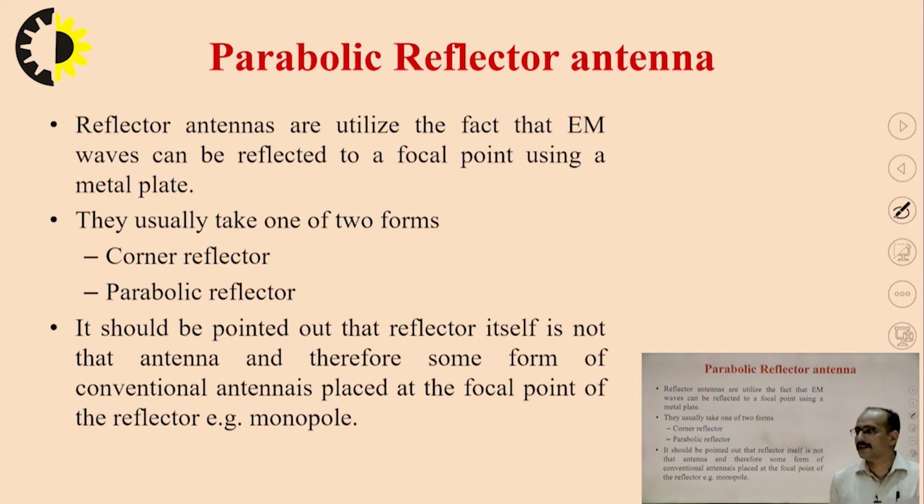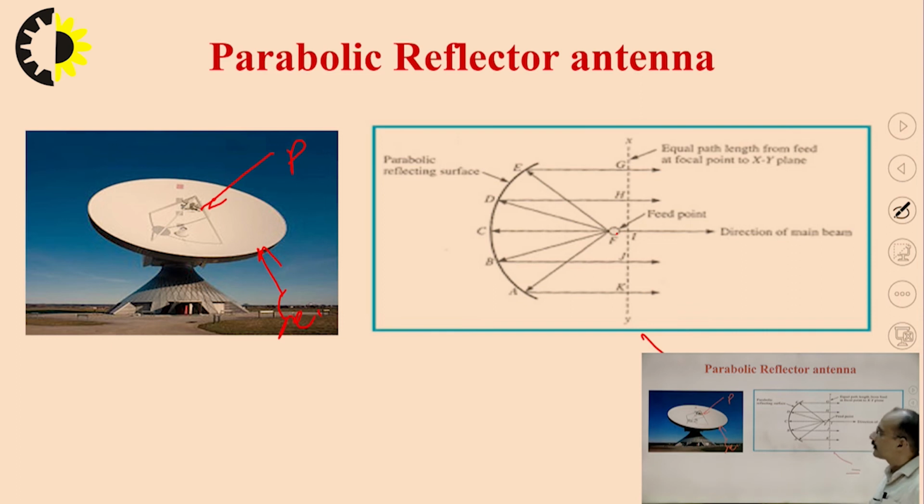So basically there are two forms, the corner reflector or the parabolic reflector. It should be pointed out that the reflector itself is not the antenna, and therefore some form of conventional antenna, such as a monopole, is placed at the focal point of the reflector. Means you can identify one point here.